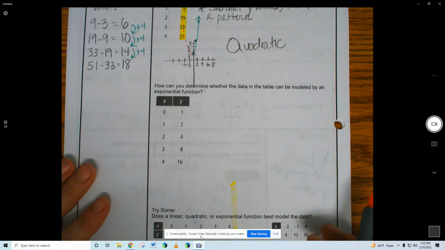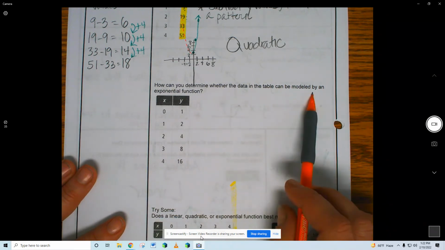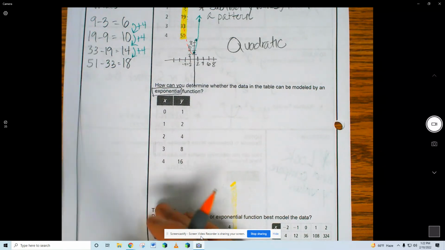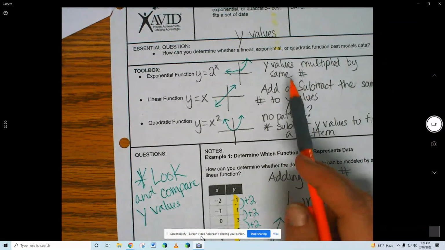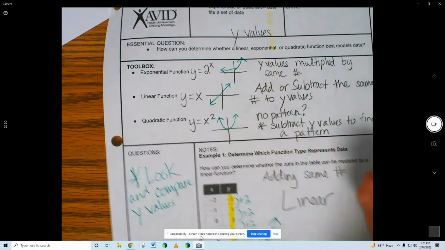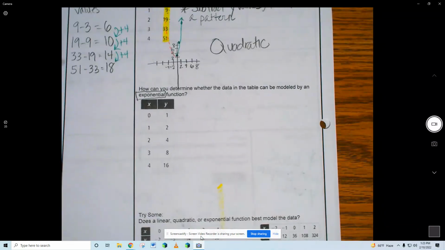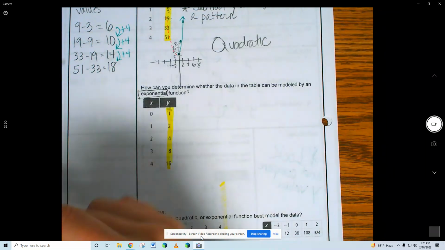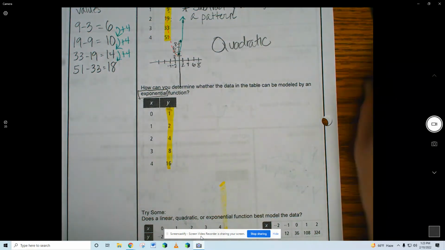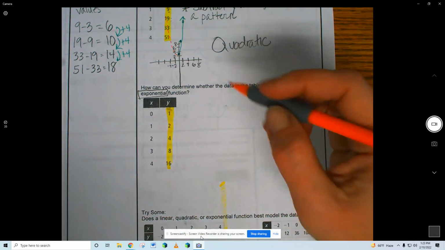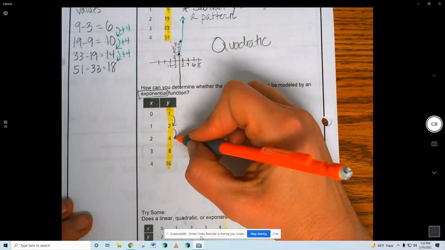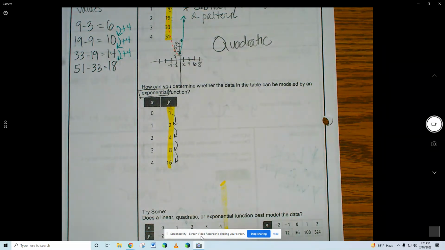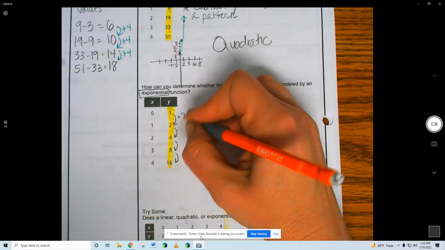Okay. How can you determine whether the data in the table can be modeled as exponential? They already tell me it's exponential. What's exponential? Oh, the y values are multiplied by the same number. Okay, y values are the only thing I care about. That's just the way this lesson is. How does 1 become 2? Is there a pattern here? What am I doing? Doubling, multiplying by 2. I'm going to put a dot, not an X.